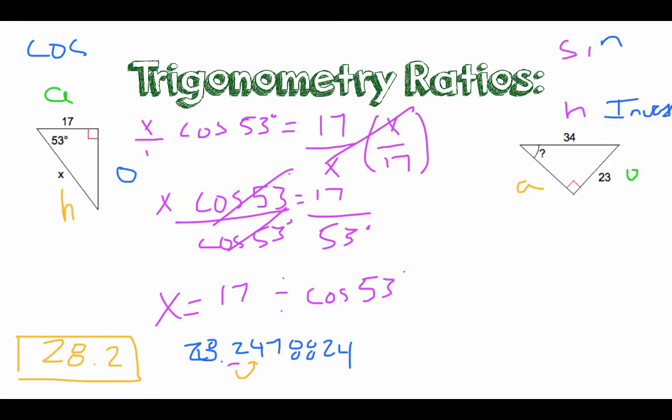So I want to write that here so I remember to do the inverse. I'm going to start by hitting the second button, and then I'm going to hit the sine button, which gives me the function sine to the -1. Then I just need to put my opposite, 23, over my hypotenuse, which is 34, and plug that into my calculator. So second sine 23 divided by 34. And that's going to come out to 42.5.